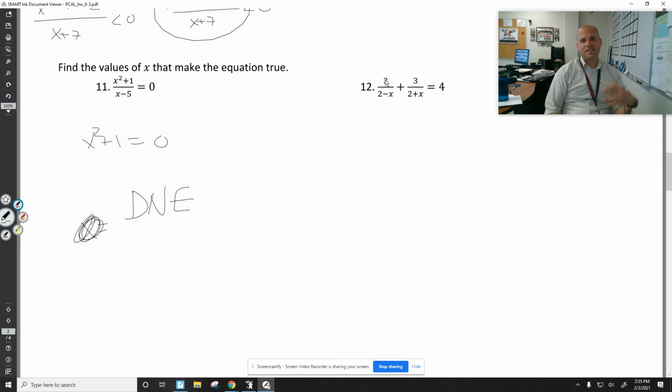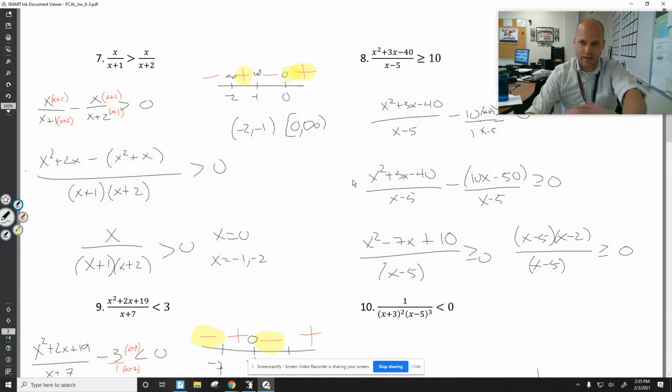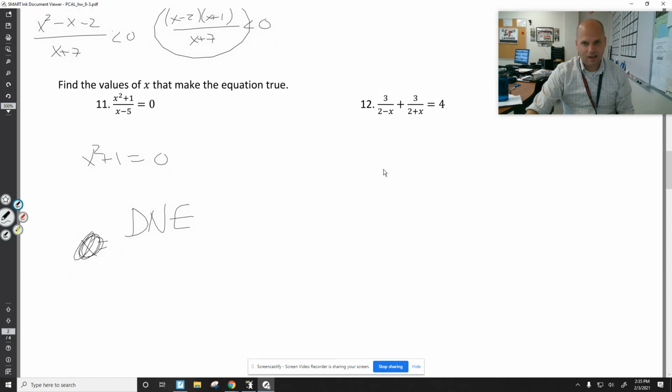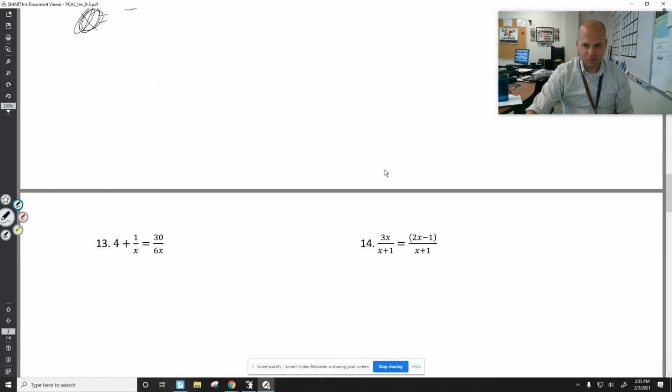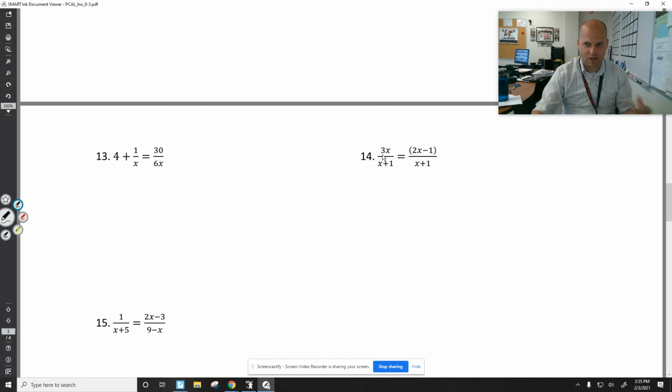The other ones, since it's an equation, it actually is easier to do the alternate way that I showed you. Let me show you what I mean. Instead, like, look at 14. Instead of moving everything onto one side, multiply both sides by each other's denominator. Like multiply both sides by x plus 1. And it's like, okay, those are gone. You just have 3x equals 2x minus 1. Subtract 3x, you get x equals negative 1.